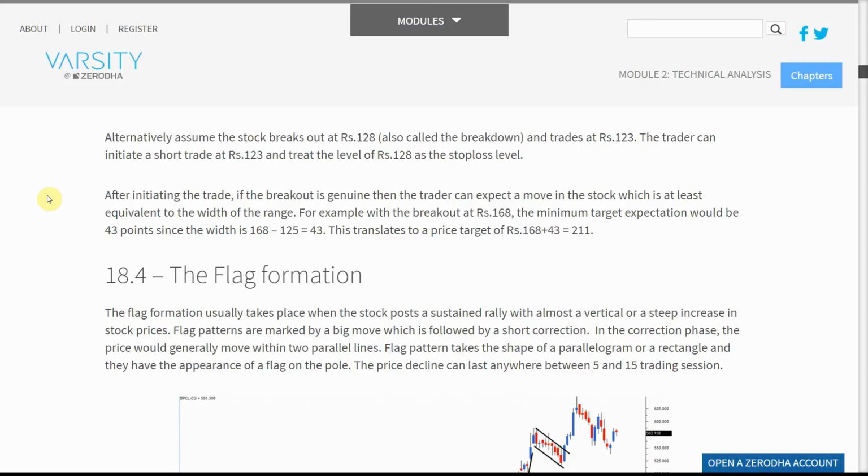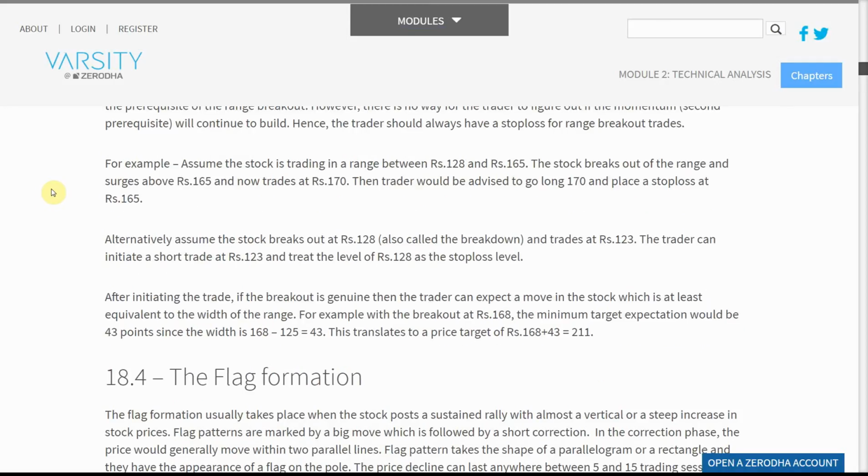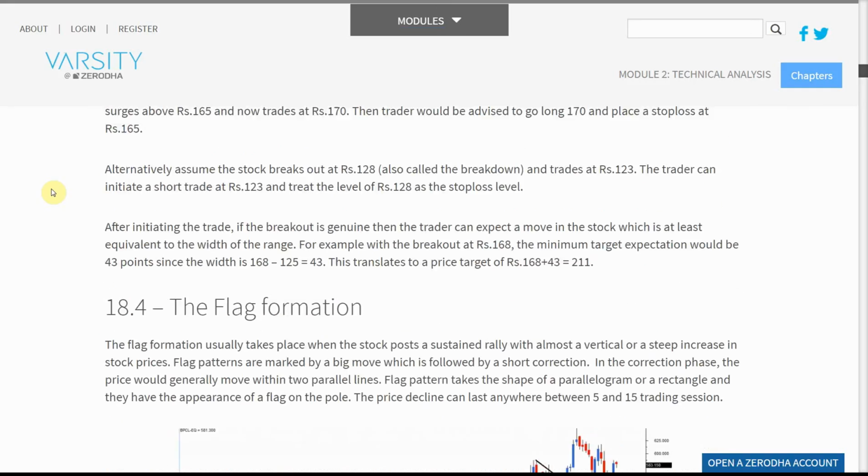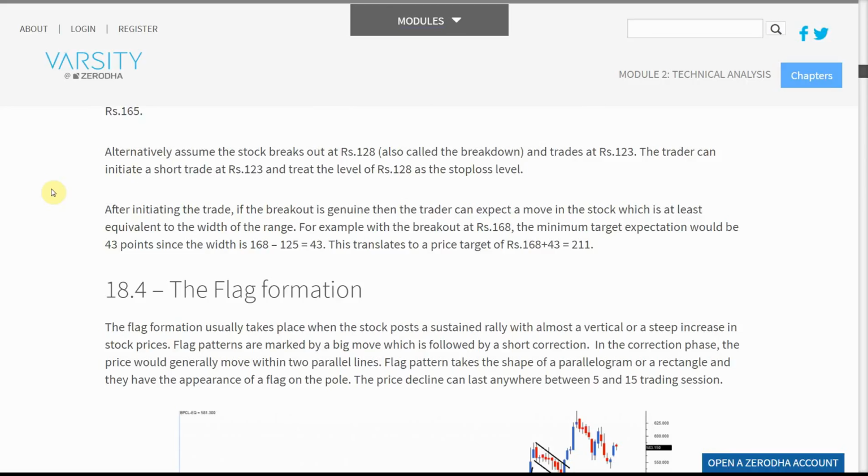After initiating the trade, if the breakout is genuine, then the trader can expect a move in the stock which is at least equivalent to the width of the range. For example, with the breakout at 168 rupees, the minimum target expectation would be 43 points since the width is 168 to 125 equals 43. This translates to a price target of 168 rupees plus 43 equals 211.